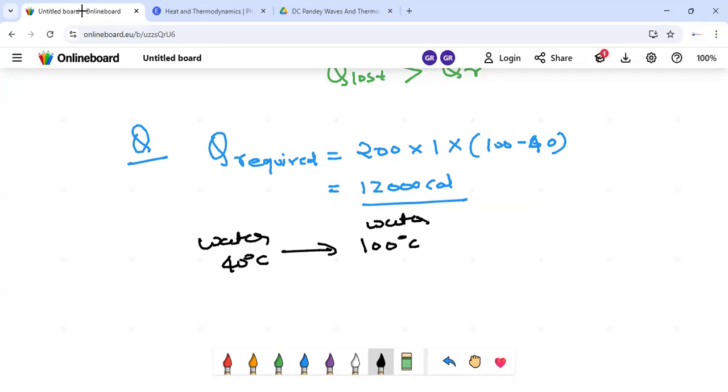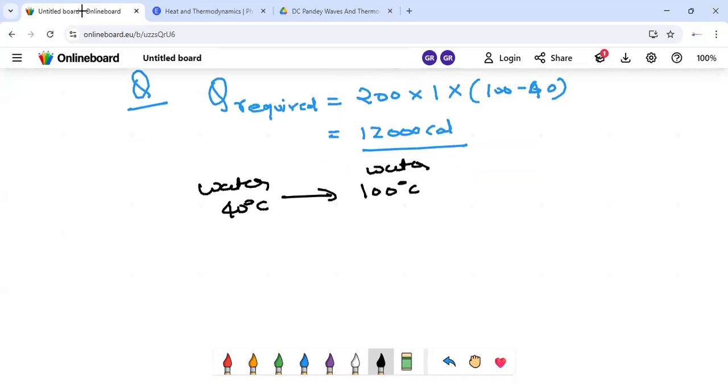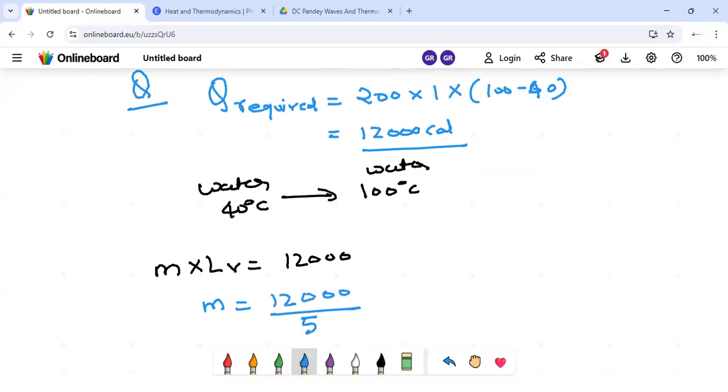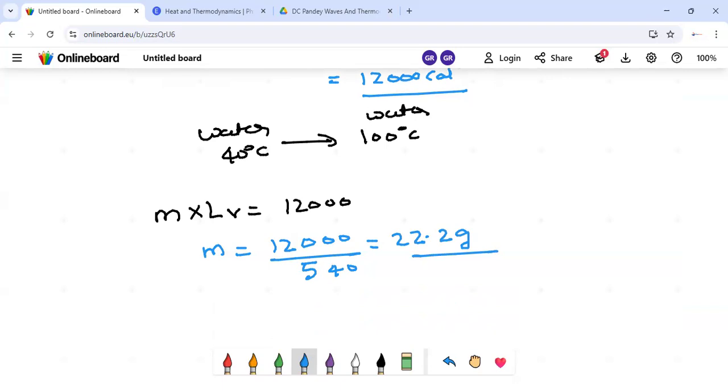Who is going to provide this heat? Obviously steam. How much mass of steam will condense? Let's say M mass of steam will condense. So M into latent heat of vaporization, you just compare with 12,000 calories. Now, I think LV is given as 539, but I prefer 540. It won't make much difference. So this is approximately coming as 22.2 gram. Right? 22.2 or 22.3 will be the answer.